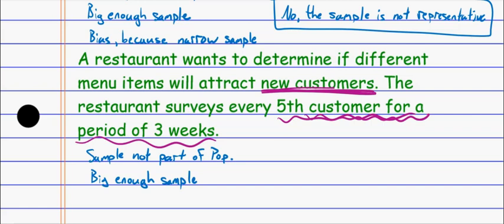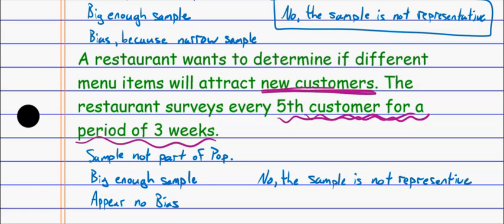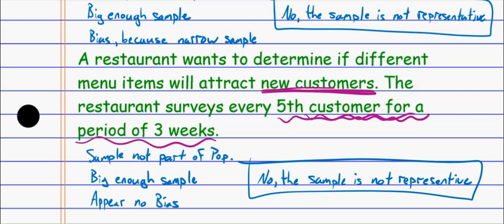Okay, so I wouldn't say there's any evidence of bias per se, but the thing is they're not interviewing or sampling the right people. Okay. So there appears to be no bias. But again, this one was doomed from the start. No, this one is not representative. And it's because their sample isn't even part of the population they're trying to study. Okay. You have to make sure that the sample is part of the population you're trying to study. We have to make sure that the sample is big enough, and we have to make sure that it's free from bias. Okay.